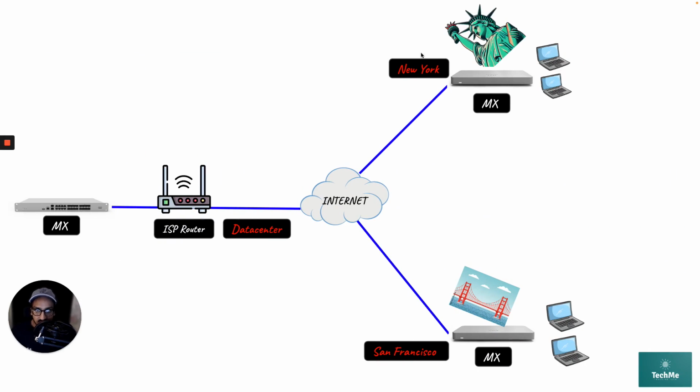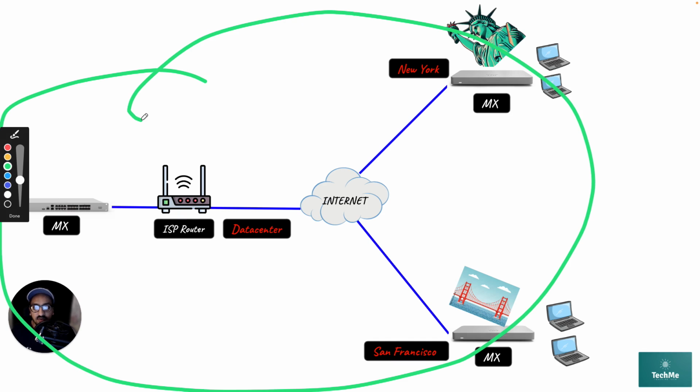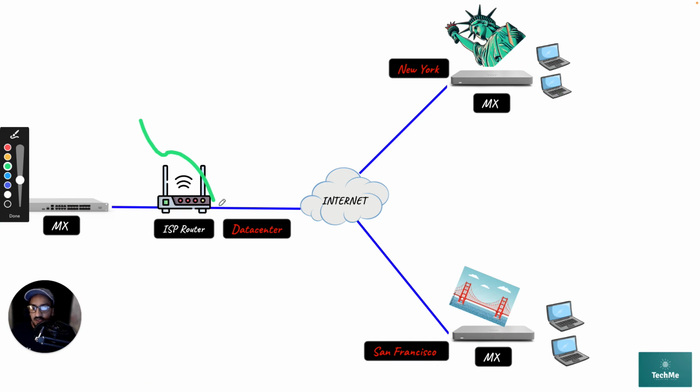let's say you have New York. I'll just bring up my pencil to make it a bit more clear. So this is New York, this is San Francisco, and this is all part of one organization. So here you would have one organization, and you'd have a data center, you've got New York and San Francisco, and they're three separate networks in the same org.